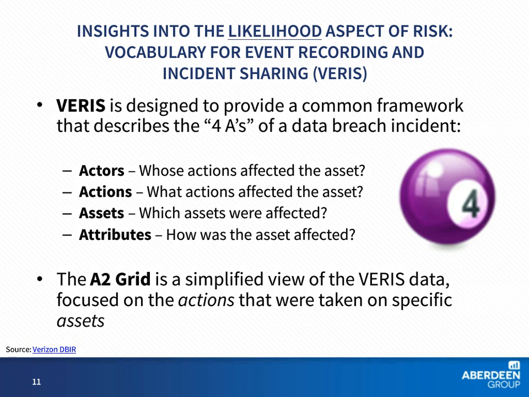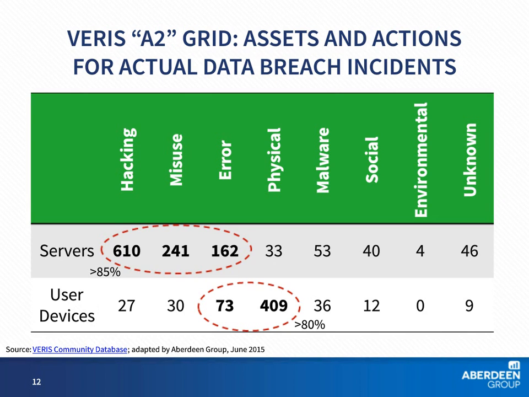So, again, with the idea of trying to talk about likelihood and magnitude in a more proper way, I decided to use the Verus data that's available publicly. And here's what I found. This simplified A2 grid shows the actions and the assets for actual data breach incidents that were analyzed by Verizon and all their partners over the years, the ones that had to do with servers and the ones that had to do with user devices. So, again, we're talking here in this webinar about back-end systems, the servers on this line, and user devices. Those would be the endpoints.